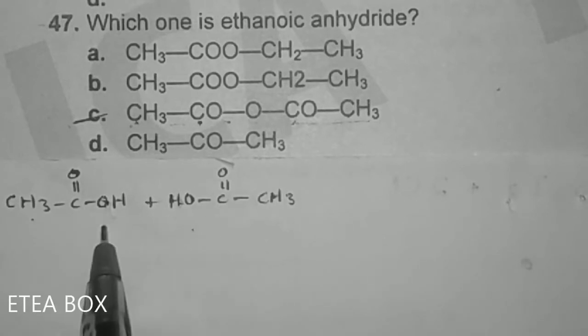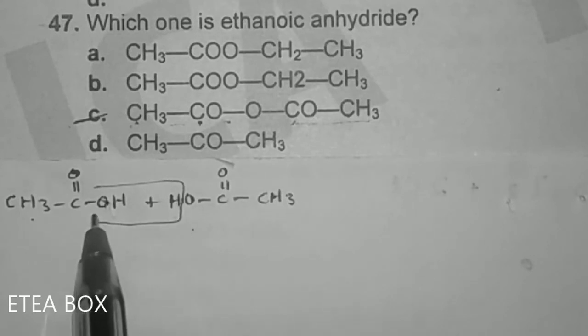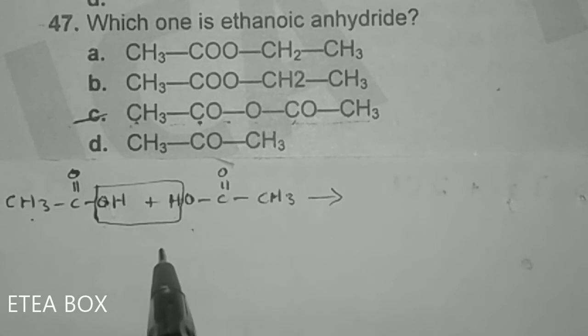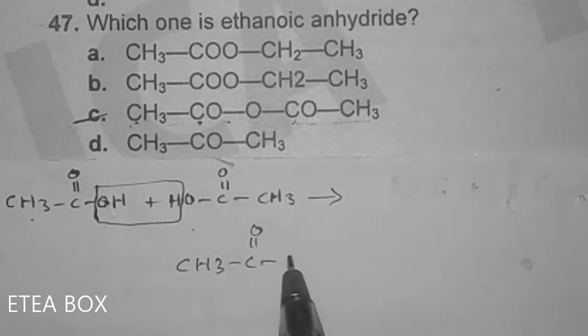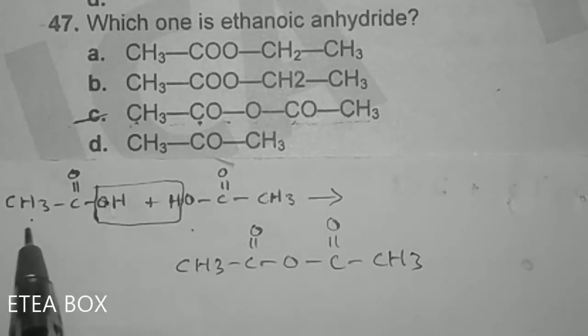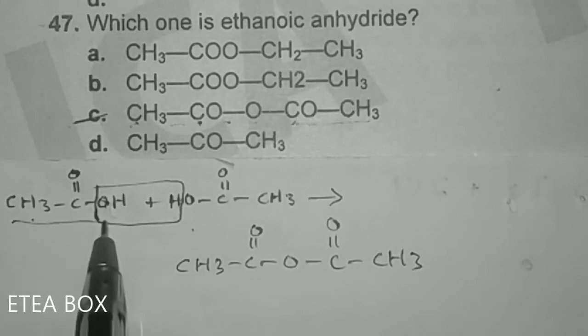When these 2 react with each other, water will be removed from here, and it will give this one. It will give an anhydride, like CH3, C double bond O, O, C double bond O, and CH3. This one will give ethanoic anhydride. You have to name the anhydride according to the carboxylic acid. Like, look, this one is ethanoic acid. Just remove the acid and replace it with anhydride.